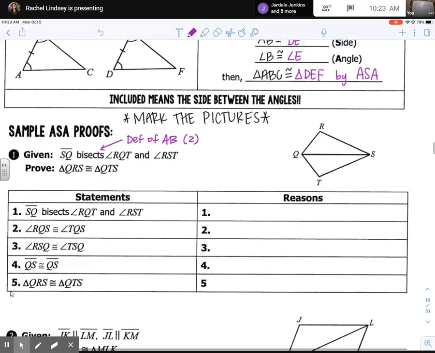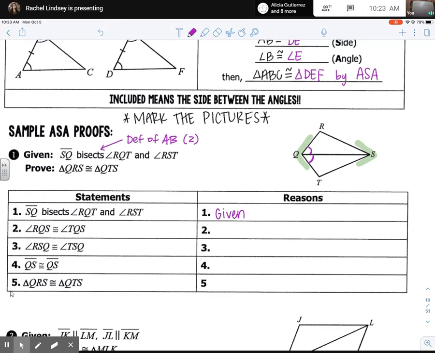Okay, so it says it's bisecting RQT and RST. And that middle line is doing it. So I know that's true because it's given. Now my second statement says angle RQS, so this angle right here, is congruent to angle TQS, this one right here. How would I know those two angles are congruent?